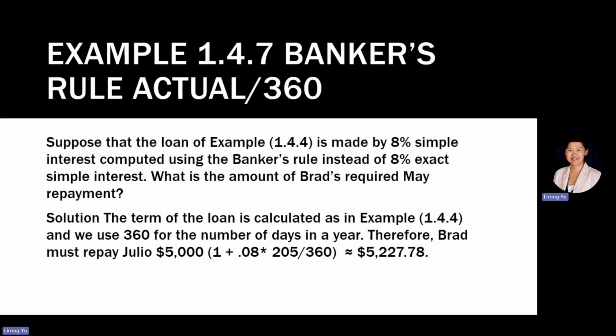It's really about the numerator and denominator, those two, right? The exact would be 205 over 365. If you have the 30 over 360, you have 203 over 360. But if you have the exact over 360, this fraction ends up being a little bit bigger, and we have to pay more. If it's about loan payment, I think it's to the bank's advantage in this rule. Banker's rule. Any question?